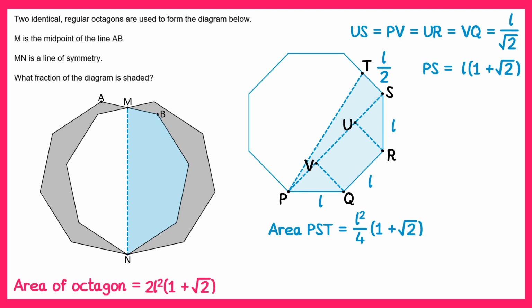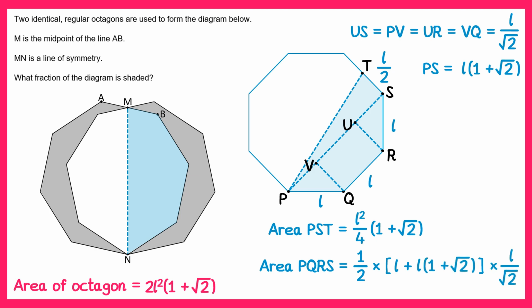Now we can also find out the area of the trapezium PQRS. To do this, you do 1/2 times the sum of the parallel sides, so that's QR, which is L, plus PS, and then multiply this by the height, so something like VQ or UR, which are both equal to L over root 2. The bit inside the bracket is the same as 2L plus L root 2, and then if you multiply all of this together and factorise out L squared over 2, you end up with L squared over 2 lots of 1 plus root 2.